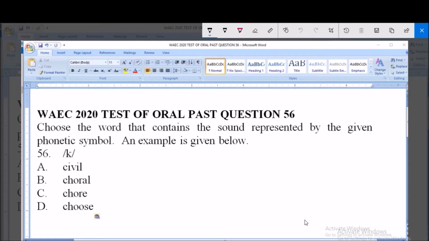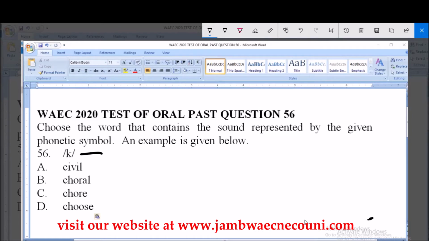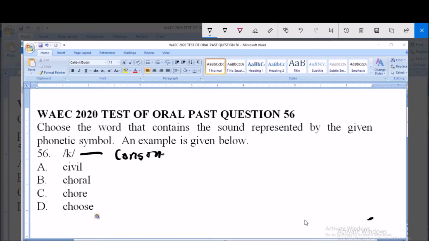Question number 56 says that we should choose the word that contains the phonetic sound that is given in this question. The phonetic symbol here is k. So this is the k sound and it belongs to consonant sounds. So let us transcribe these words and find out the word that has this sound or this symbol in its transcription and pronunciation.